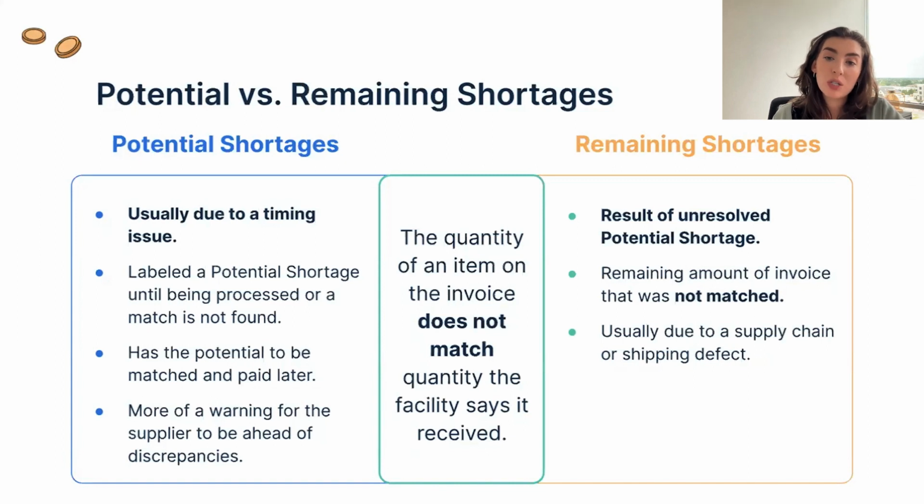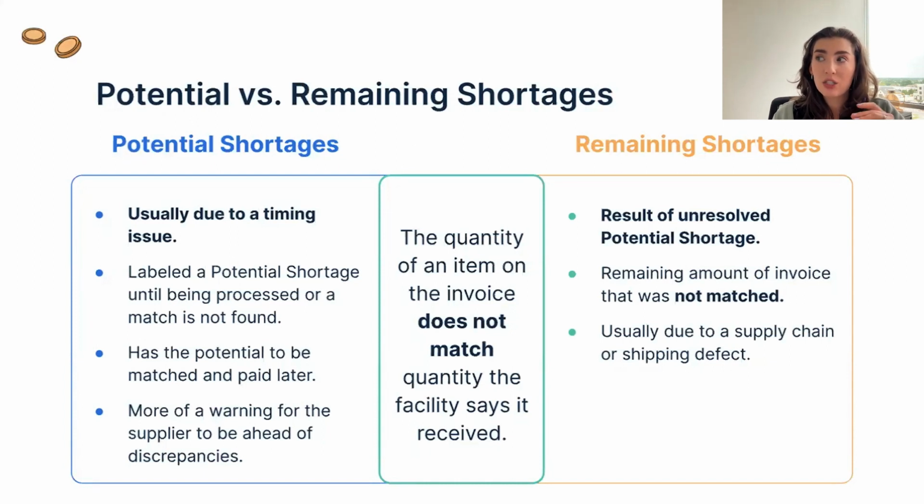With remaining shortages, like I said, this is going to be the result of a potential shortage that moved and was never matched to an invoice, or the remaining amount of the invoice that was not matched. Where we see the root cause in this is usually due to a supply chain issue or a shipping defect. A really simple example: let's go back to our juice boxes here for a second.